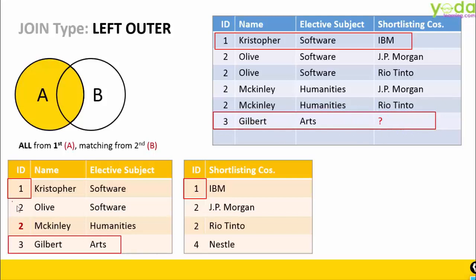However, when you see the ID being repeated twice, and similarly there are two companies which have shortlisted ID number 2, you will notice they are using a Cartesian product to show all the four combinations. And that's how join handles duplicates. If this were VLOOKUP, it would only take the first value and not even look into Rio Tinto. So pause the video for a few seconds and take a look at the output. This is left outer join.